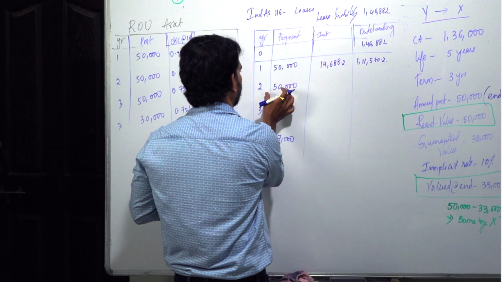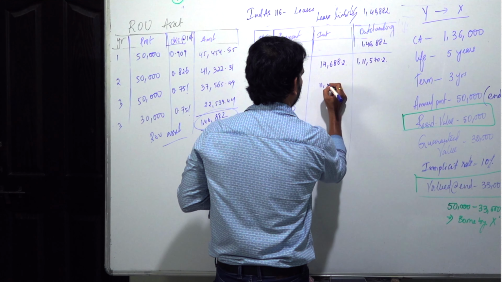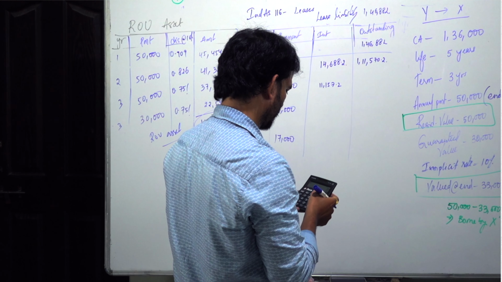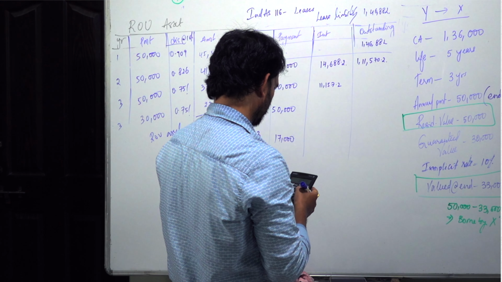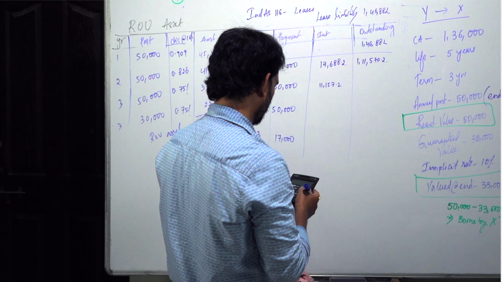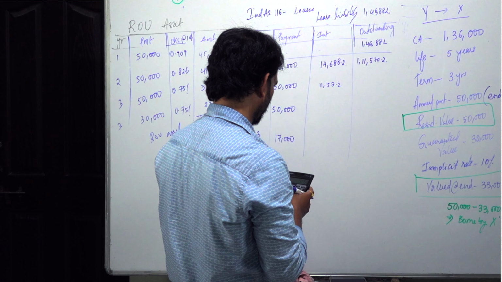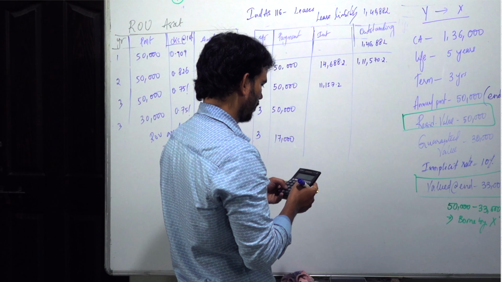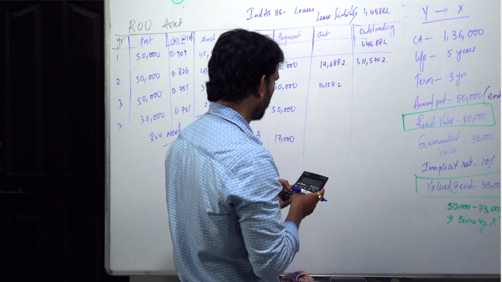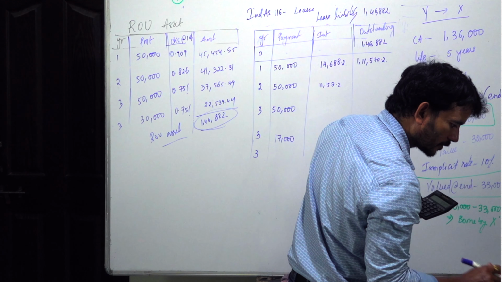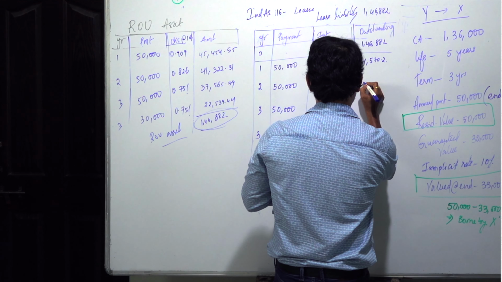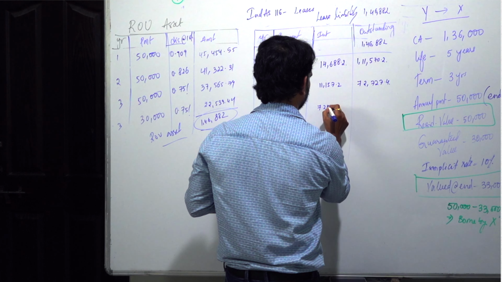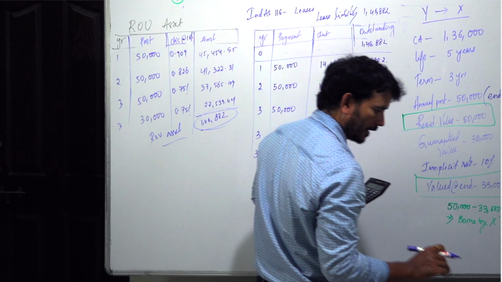11,570.2. So again second year interest will be 10% of this. So 111,570.2 multiplied by 10%, 11,157.2. 50,000 minus 11,157.2, that was the principal portion we paid to the lessor, minus the outstanding 111,570.2. So it is 72,727.4. Again 10% of that will be 7272.7. Again that calculation you can do.